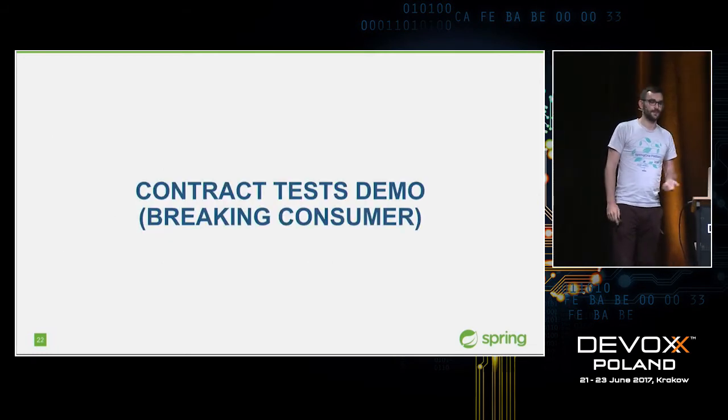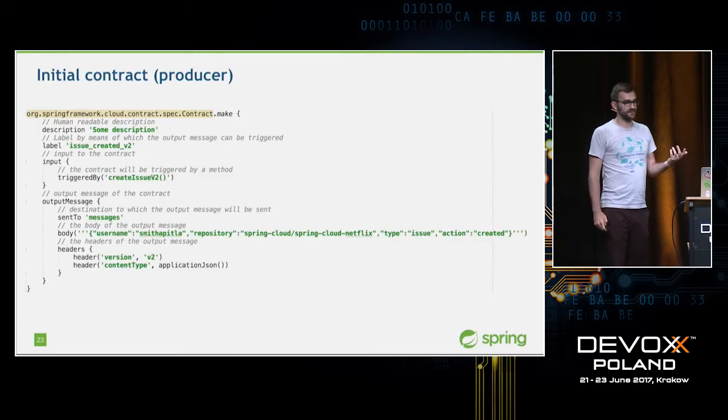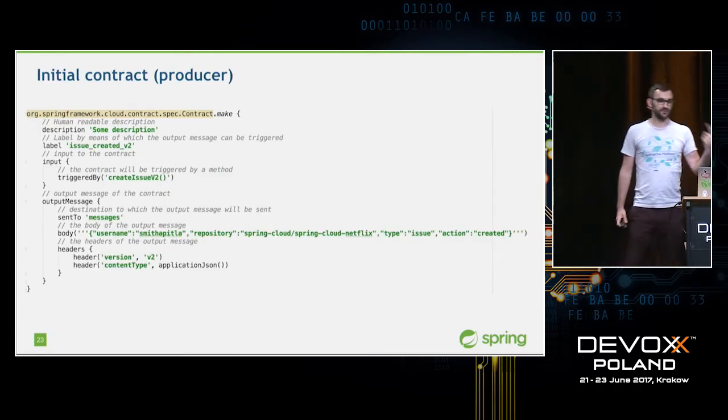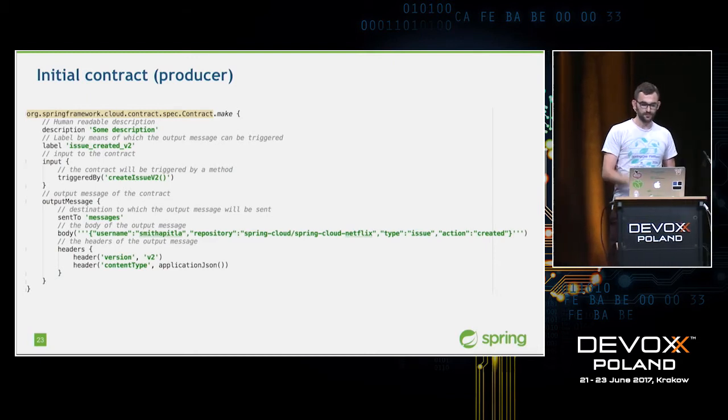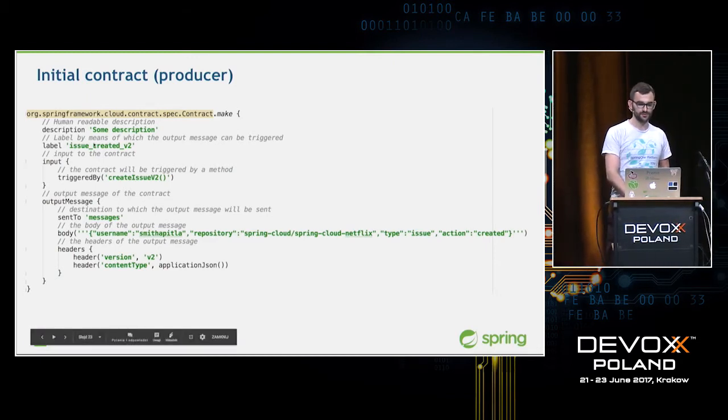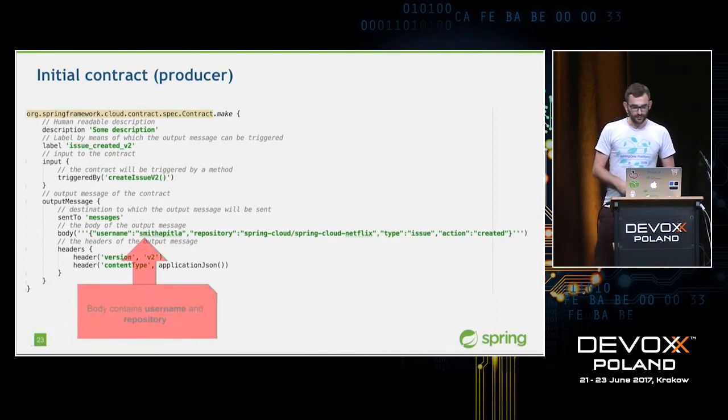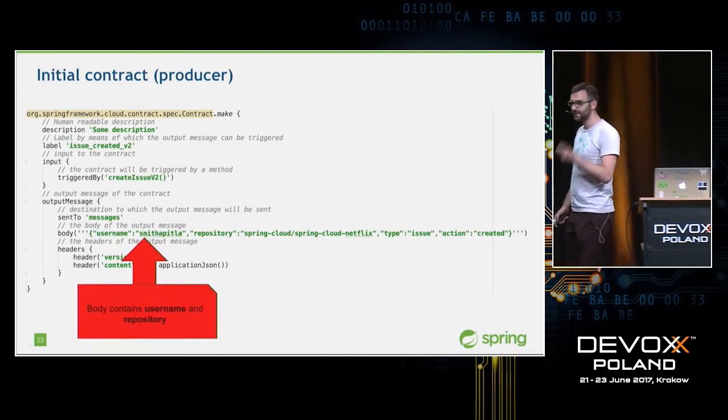So how does it look like? So let us assume that we have a contract on the producer side. Here you can see that we have a message contract related to messaging. So we say that there's some description. There is a label called issue created v2. And let's focus on this output message. So there is a destination, like a topic messages, to which we're going to send a message. And there's certain body, the payload of the message that we expect the producer to send. So now, body contains username and repository, right?